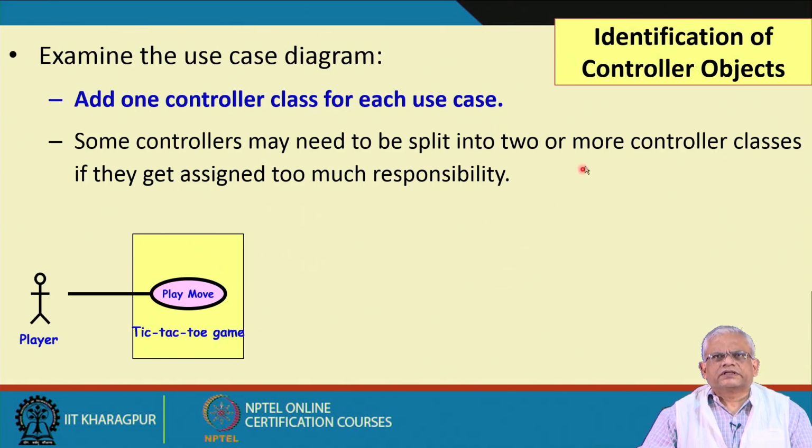The controller object identification is also straightforward. Look at the use case diagram, and for each use case we need one controller. In this simple example we need exactly one controller class, and we will name it the play move controller.